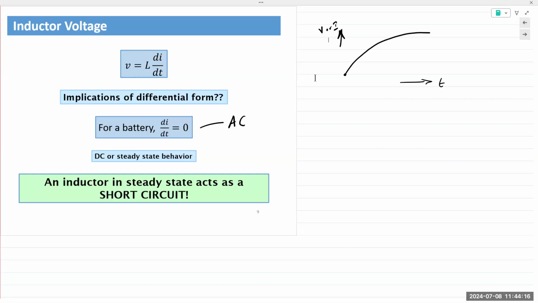So if it's DC, once it reaches full charge, the inductor behaves like a short circuit, and allows DC current to flow through unopposed. When it's AC, it opposes any change in the incoming input.